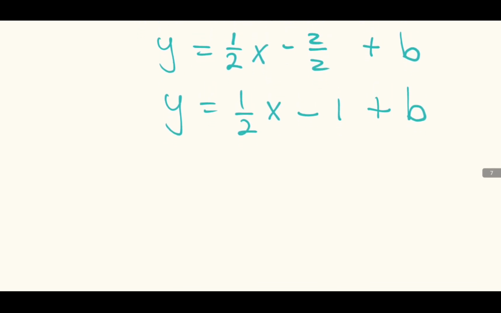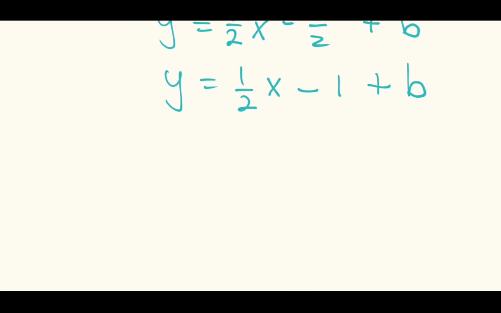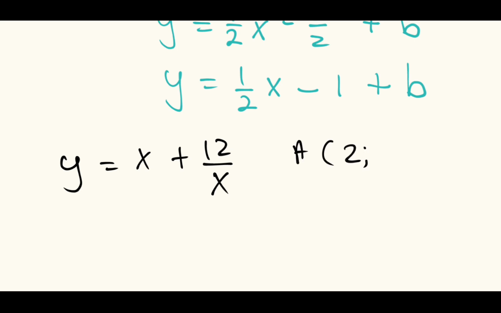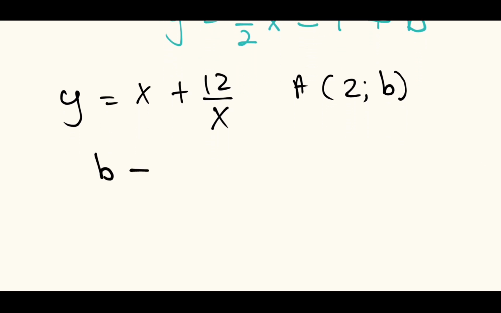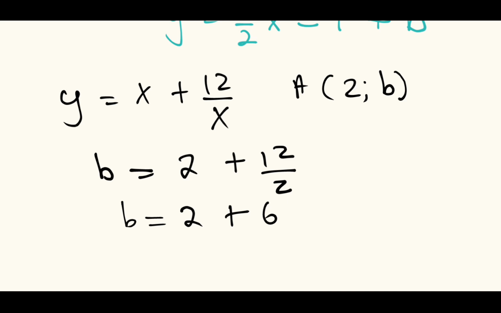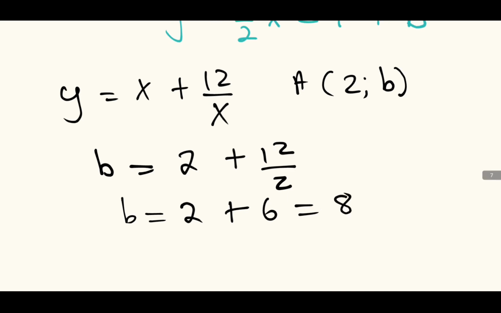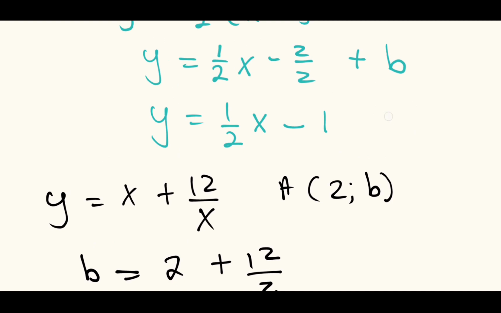We have to find the value of b. So originally the function that we were given was y is equal to x plus 12 over x. And we were told that it's passing through the point A, which has an x coordinate of 2 and a y coordinate of b. We substitute b where there is y, and we substitute 2 where there is x. Twelve divided by 2 will be equal to 6. So our b will be equal to 8. So in the place of the b, we substitute the 8, so plus 8. Minus 1 plus 8 will be equal to positive 7.